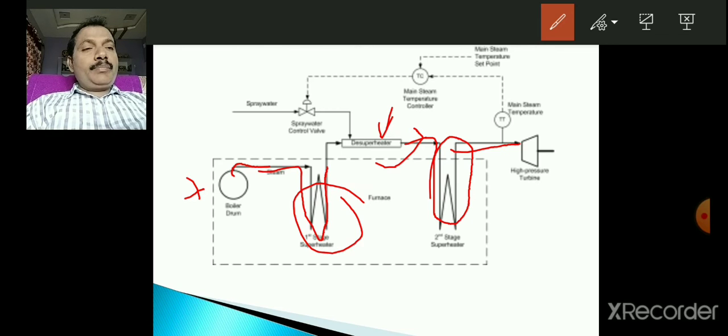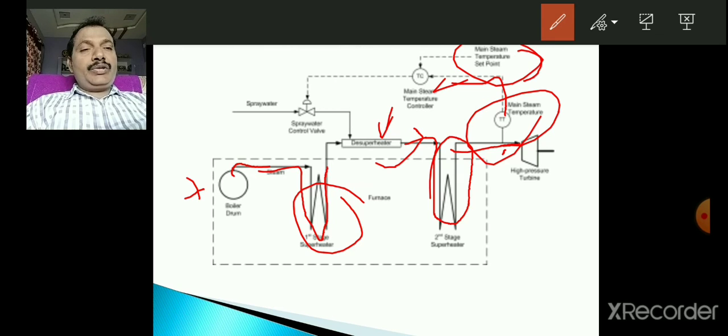Here the temperature of the steam is measured by this instrumentation device, the main steam temperature measurement and transmitter, and the corresponding electrical signal is sent to the temperature control unit. Based upon the present value of the temperature and the main steam temperature set point, if there is any deviation, it will issue an electrical control signal to the valve.